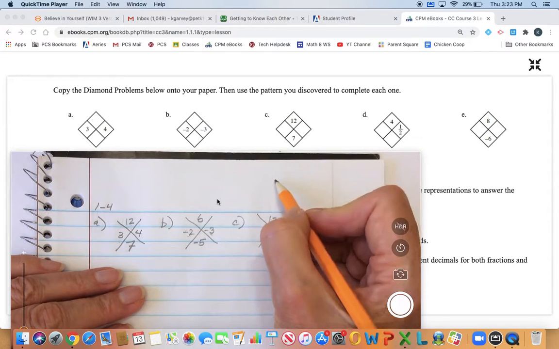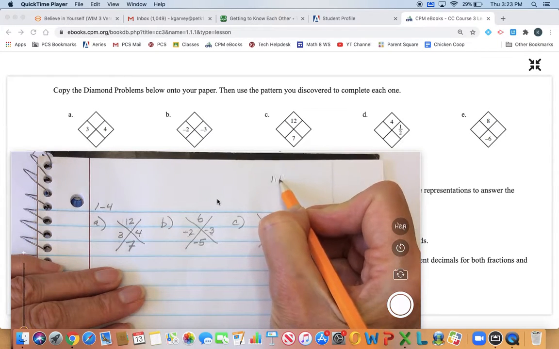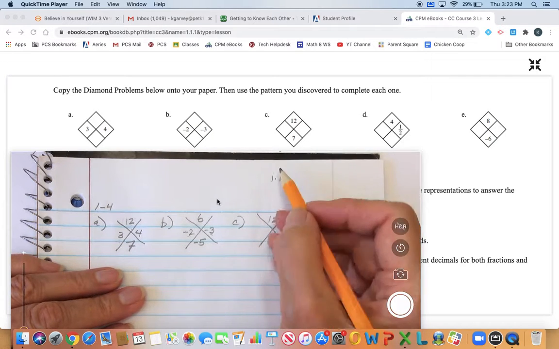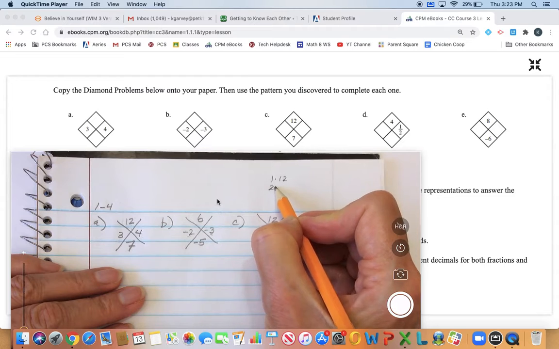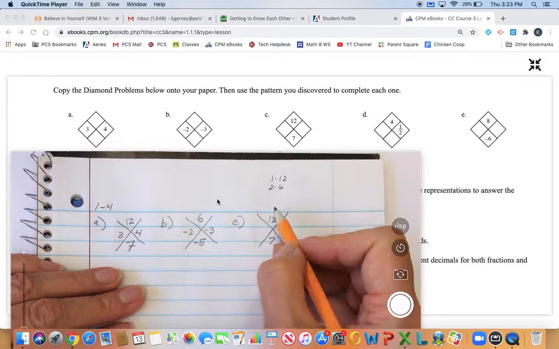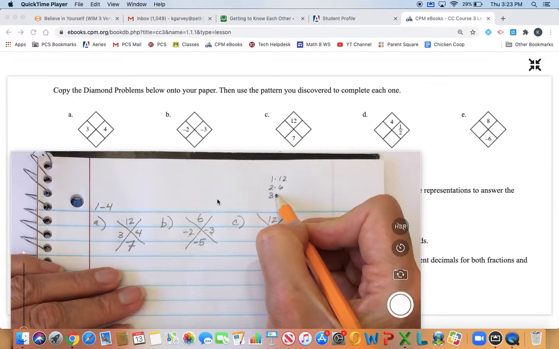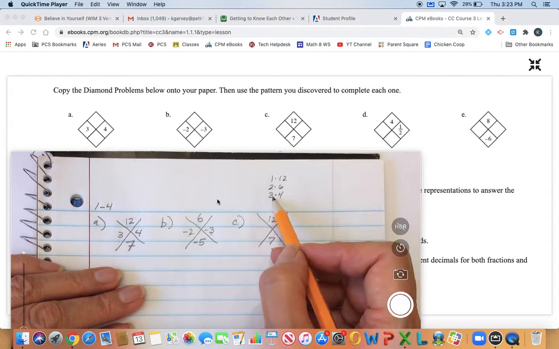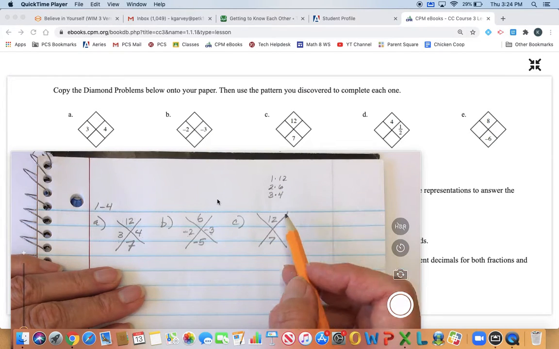So 12, I could multiply 1 times 12, and that is equal to 12. Or I could multiply 2 times 6 to get 12. Or I could multiply 3 times 4 to get to 12. And of course, you can also multiply 4 times 3, but I'm not going to bother with the switching combinations.